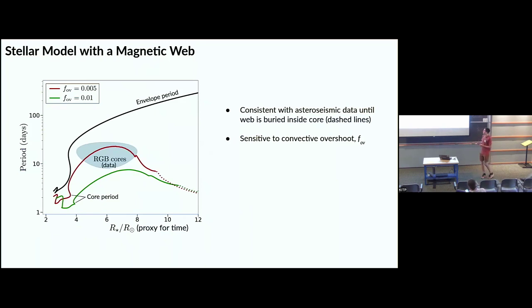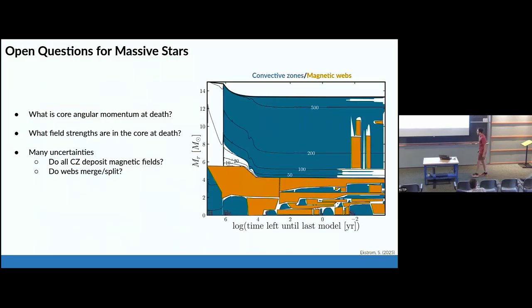Okay. And my main final point is, if you believe in magnetic webs, that convection zones should leave behind magnetic fields, and these observations are telling us that this should be there, then if you want to think about the evolution of massive stars, you have to keep track of all of their convection zones. And this is a notoriously difficult problem. This is a Kippenhahn diagram for a 14 solar mass star. You can see it has many different types of convective regions that appear and disappear.